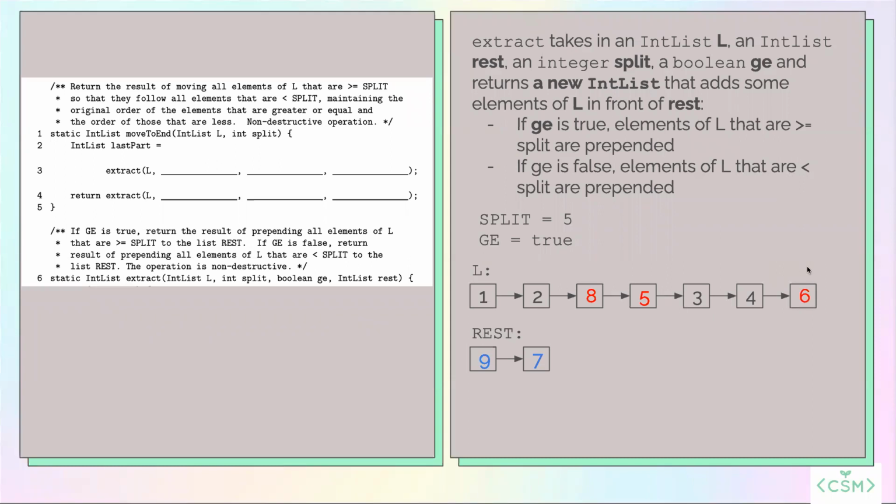So this is again an example. If we're given L as this 7-element list, we have split equals 5, GE equals true. So we're looking for elements of L that are greater than or equal to split, which is again 8, 5, and 6. And then we're given rest as this 2-element list, 9 and 7. And we expect our result to be a new int list, which is basically 8, 5, 6, followed by 9, 7. And again, L and rest are unchanged.